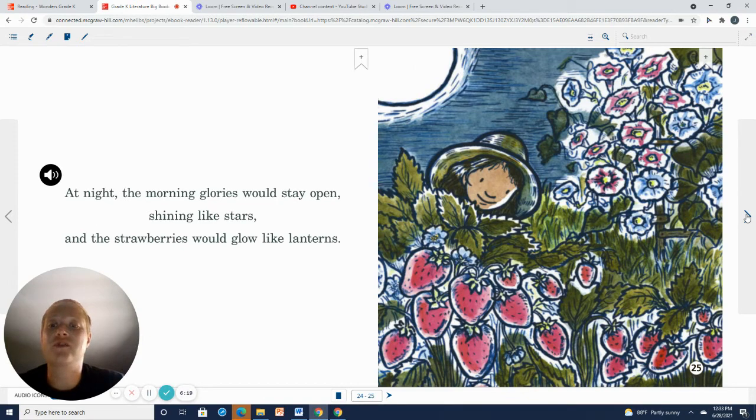At night, the morning glories would stay open, shining like stars, and the strawberries would glow like lanterns. So here she's using her imagination. The setting changed a little bit. So it's not in the garden during the day now. Now it's at night in her garden. You can take a look at the illustrations. You see her moon, but the flowers are glowing, and so are the strawberries right now.